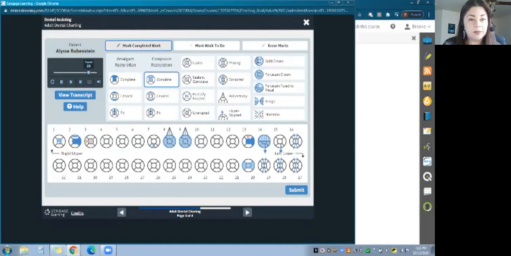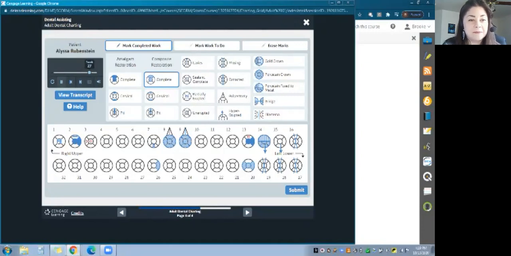Okay, so it has a mesial composite. Already has a mesial composite. Remember, when you're charting, remember where the midline is. I'm going to go back and check that one because now I'm questioning that one.